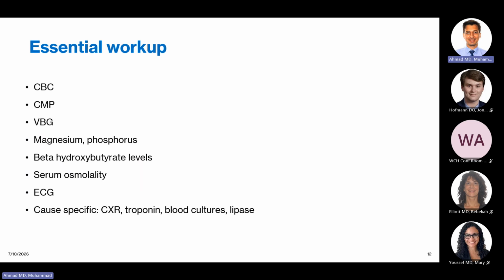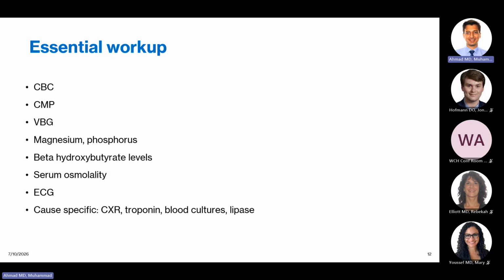CBC, CMP, VBG, and the electrolytes, magnesium and phosphorus, because potassium is included in CMP. Beta hydroxybutyrate levels, and serum osmolarity, so that we can detect what's going on, because there are a few changes in the management of HHS and diabetic ketoacidosis. So we need to know on the initial labs, when the patient presented, how was their osmolality.